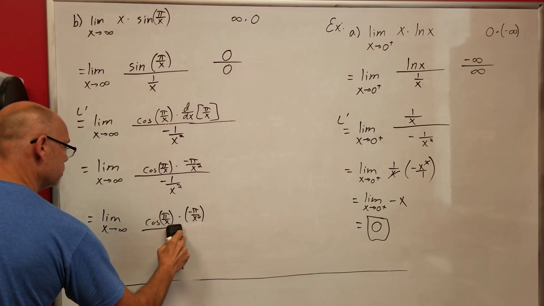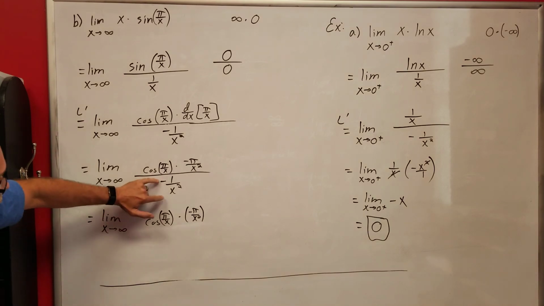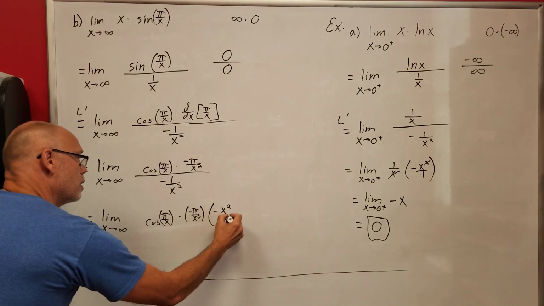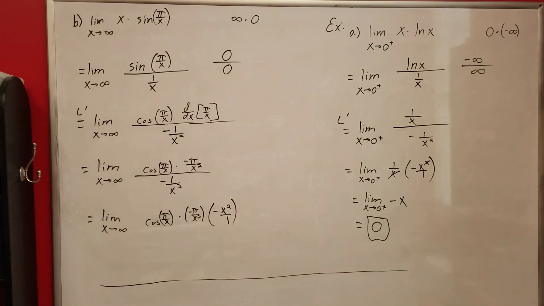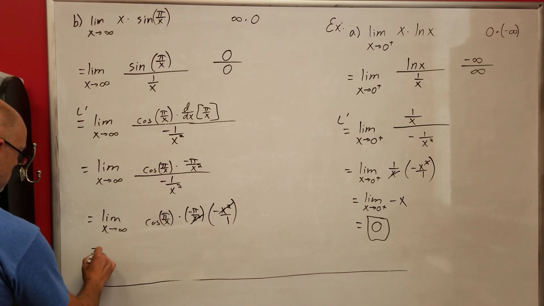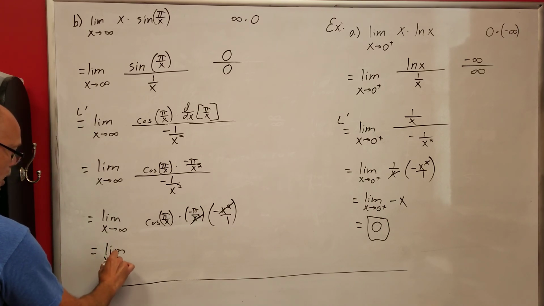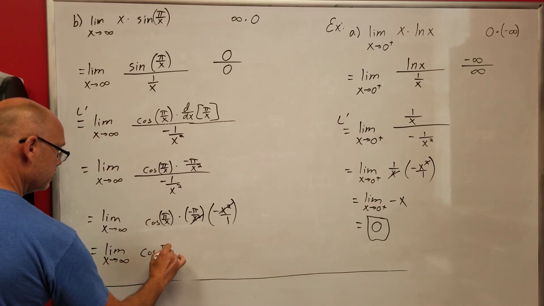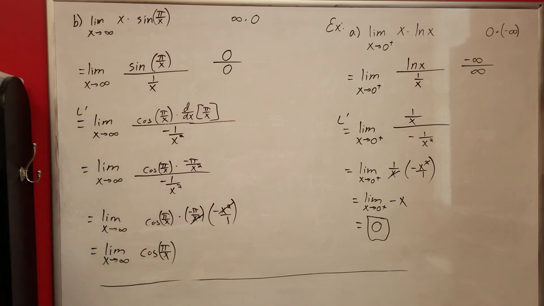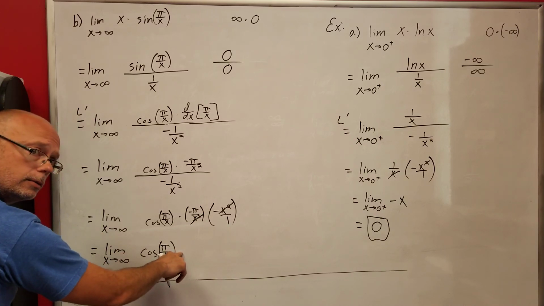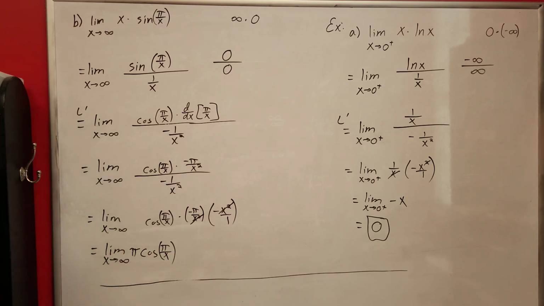Well, let's do a rewrite of this. Let's multiply by the reciprocal. So I'm going to say times negative x squared over 1. Oh, what happens here and here? These x squares divide out, right? So I'm left with the limit as x approaches infinity of cosine of pi over x. Negative times a negative gives me a positive, so times pi, right? Or I could put pi right here, it doesn't really matter.